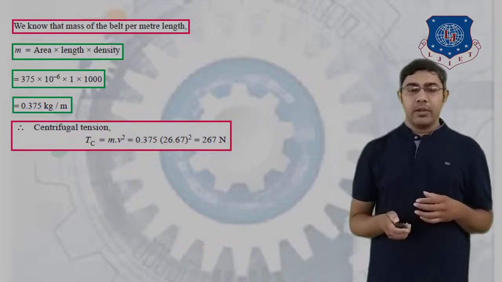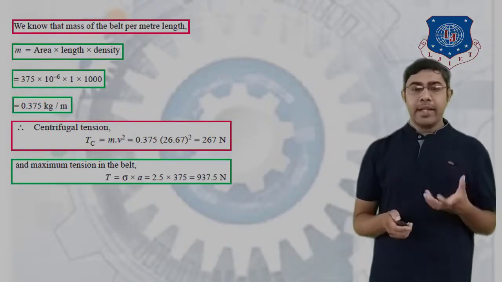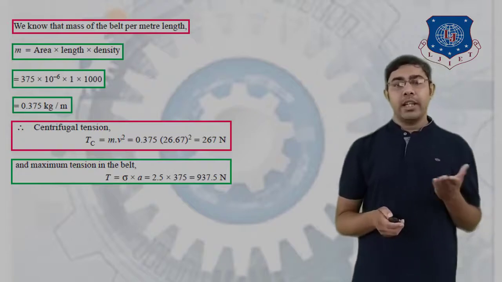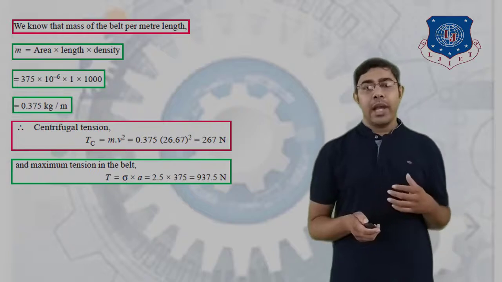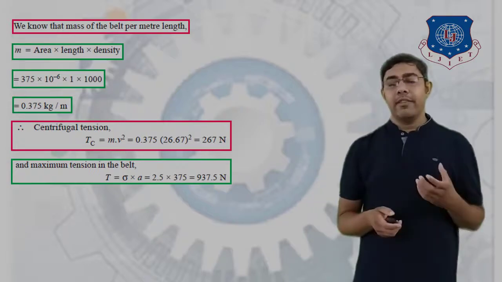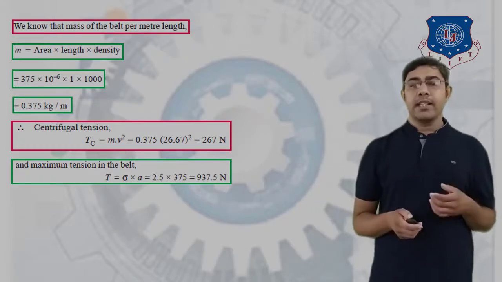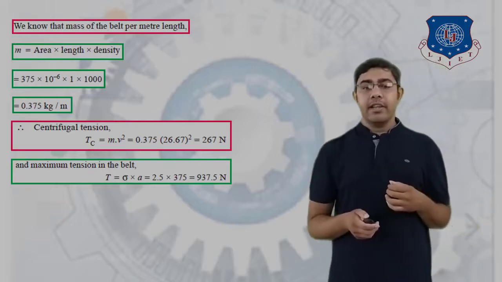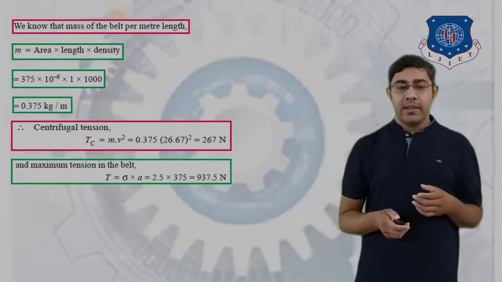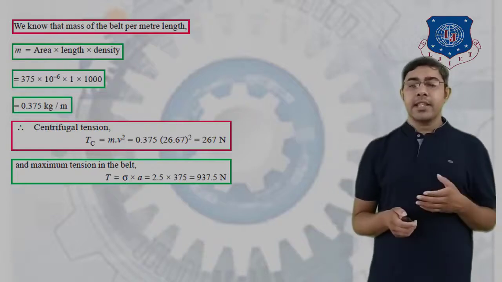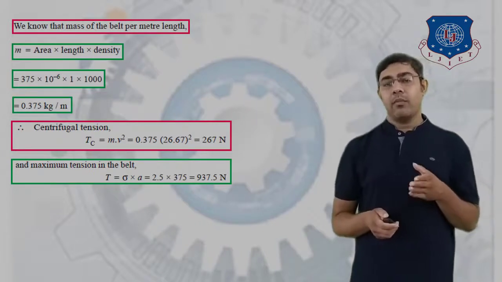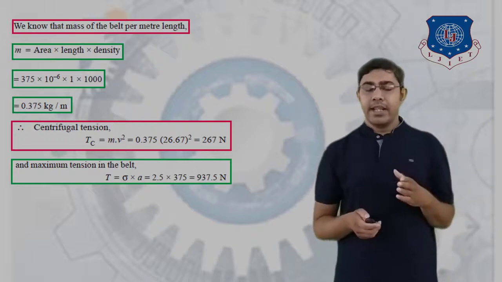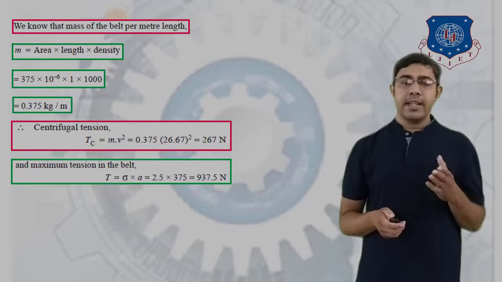Now we have to calculate maximum tension in the belt. So maximum tension in a belt, we know that T is equal to sigma into A. Here both values are given in our problem. So sigma is given 2.5 Newton per mm square, and A is given 375 mm square. So we get T is equal to 937.5 newtons.